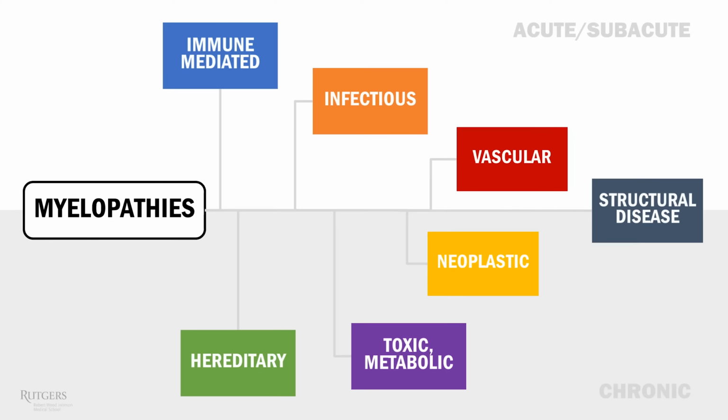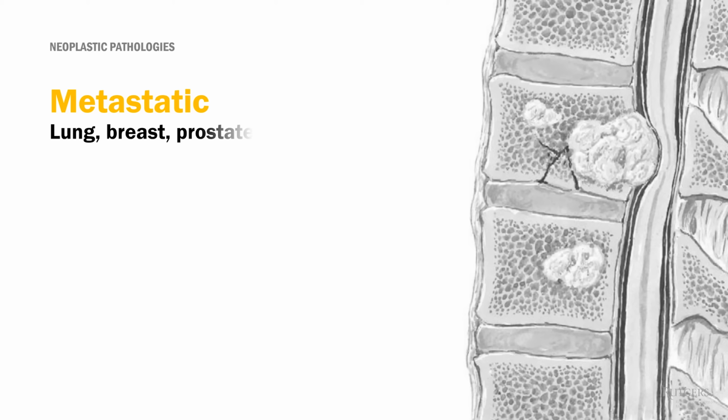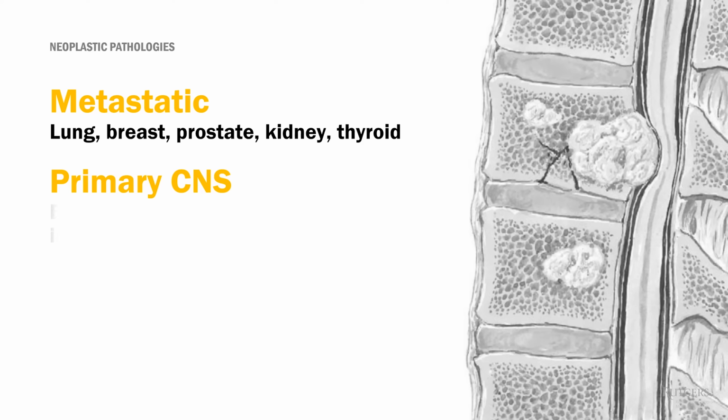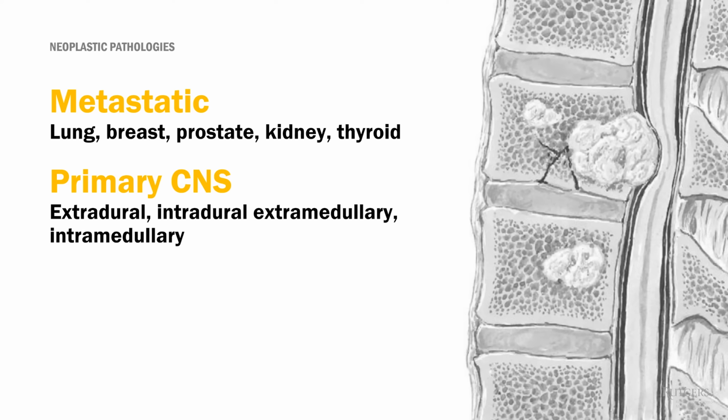Next up, tumors. The most common spinal tumors are, of course, metastases. Lung, breast, prostate, kidney, and thyroid. Primary CNS tumors are far less common and are generally subdivided by their location with respect to the spinal cord. Meningioma, an intradural extramedullary tumor, for example, is the most common primary spinal cord tumor in adults. In children, the most common spinal tumors are actually ependymomas and astrocytomas, which are intramedullary, inside the cord.